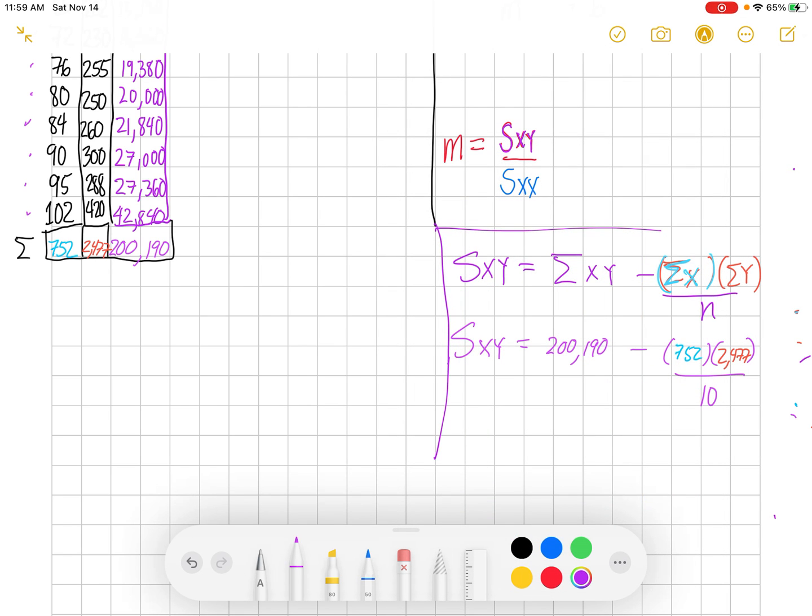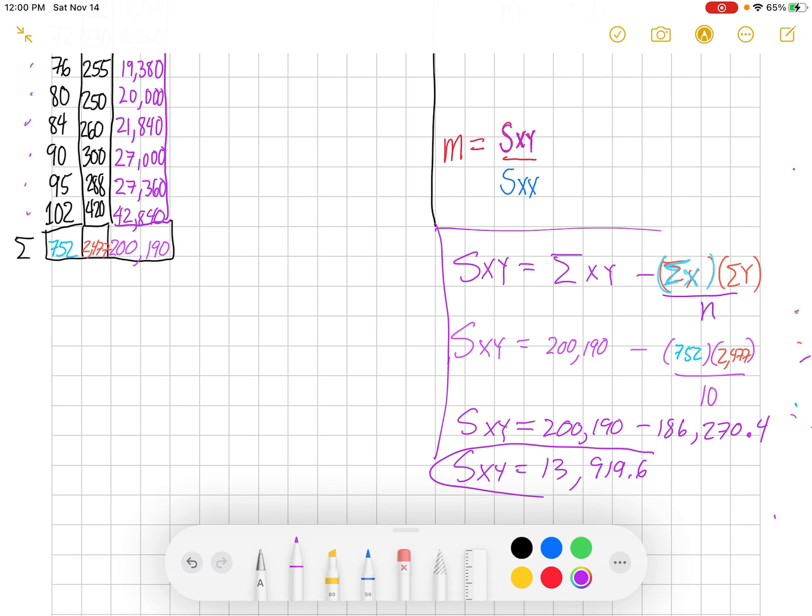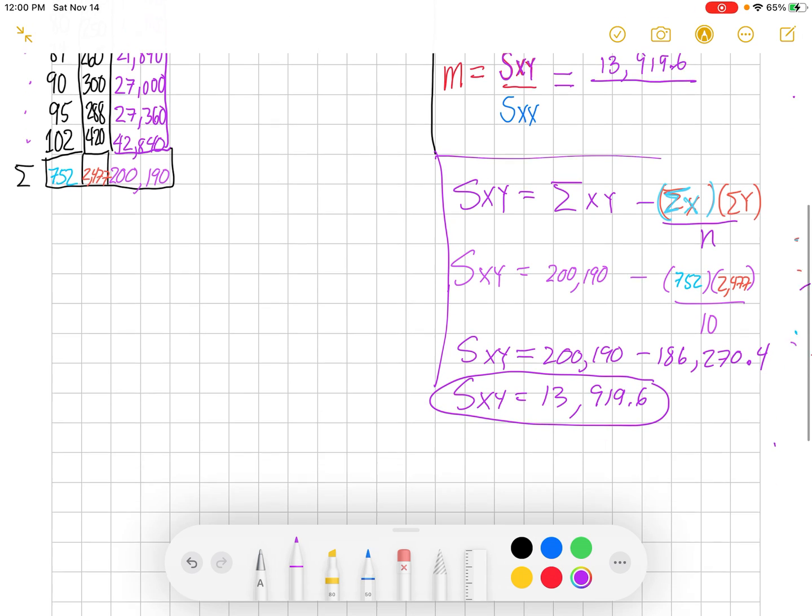Okay. So we're going to calculate all this. Sxy equals 200,190 minus, if I take 752, multiply it by 2,477, and divide that all by 10, I'm going to get 186,270.4. And then I subtract 200,190 minus 186,270.4, and I get my sxy. Sxy is going to be 13,919.6. So for m, so far, for the top number, sxy, we got 13,919.6. Now we have to find the bottom number, sxx.